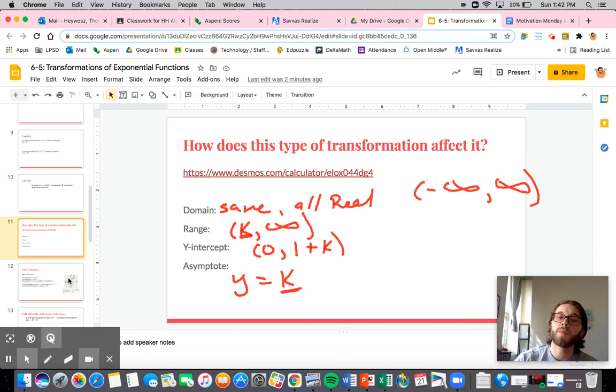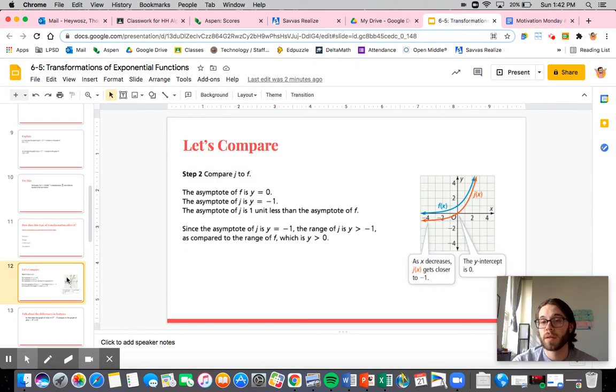And if you look more closely at an example, you can see here j has gone down 1. So you do have to compare and figure out all the information from there. It has gone down 1, so the y-intercept is now 0. My asymptote is now negative 1. Everything else is still the same. The range is now from negative 1 up.